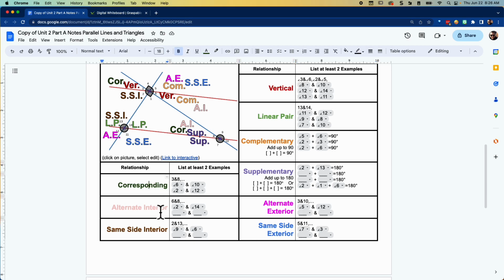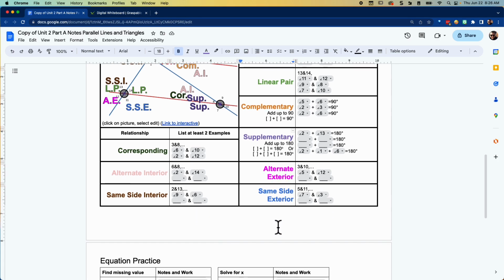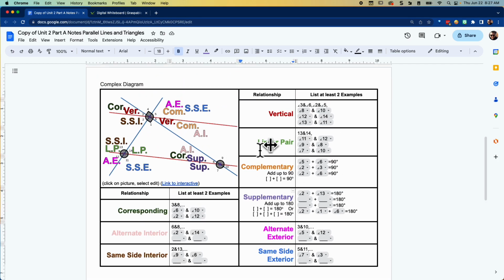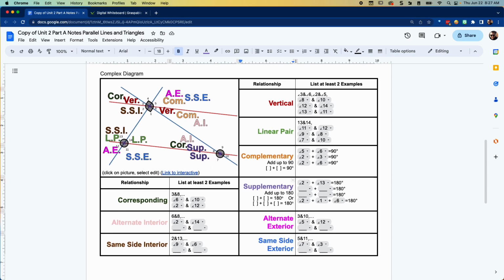So all these vertical, all these corresponding, and alternate interior, and alternate exterior. So the alternates tend to be the same. The corresponding are equal. The vertical is equal. But then we have linear pair, supplementary, and other ones that add up to 180. And then this one had a few complementary angles because of those right angles included in there.